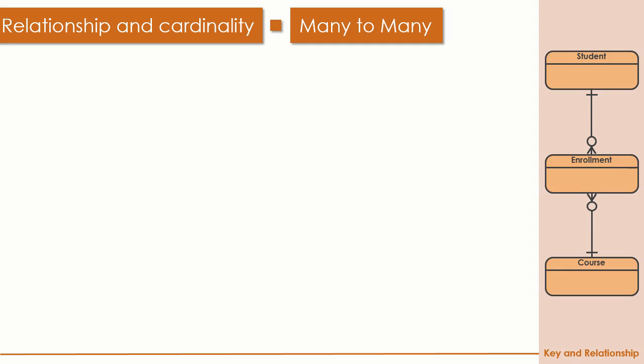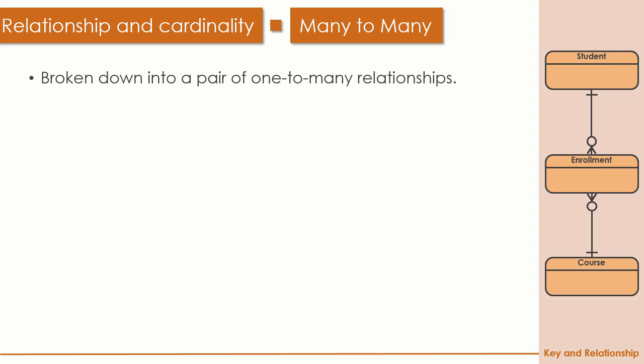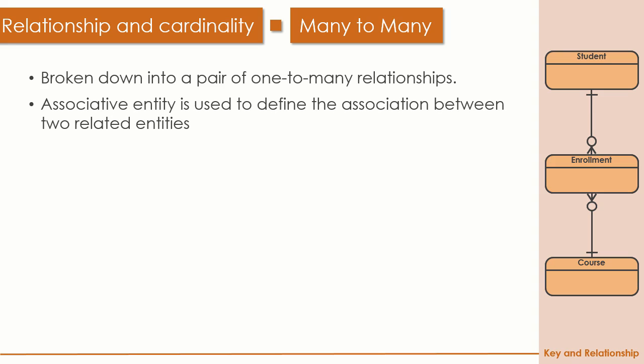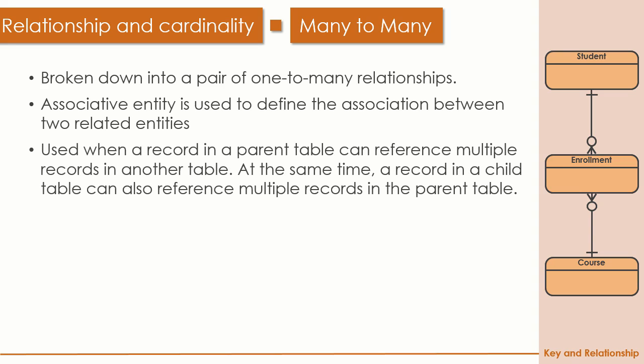Otherwise, we suggest you put it back into the single table. The many-to-many relationship: basically, the relational database doesn't support a real many-to-many relationship. In this case, we need to break it down into a pair of one-to-many relationships and have an associated entity, an associated table between these two entities. It's used to let a parent record reference multiple records in the other table and vice versa.